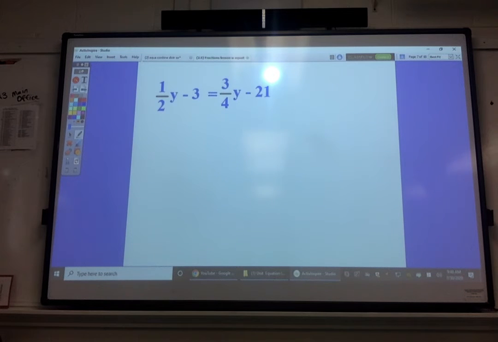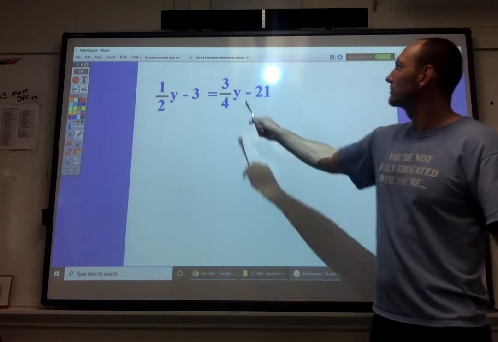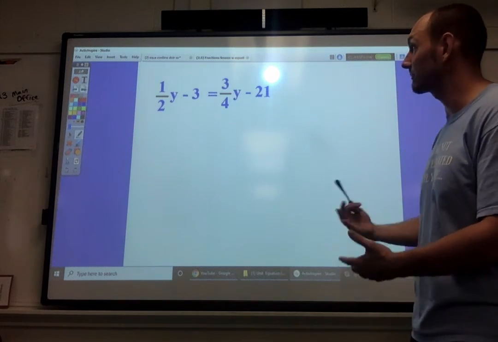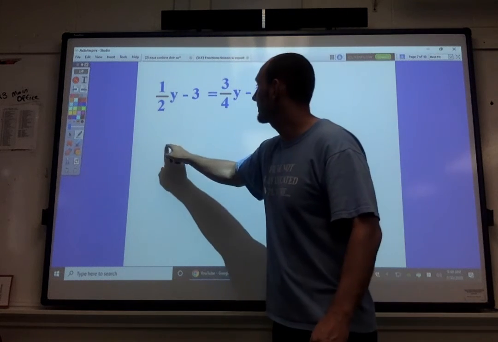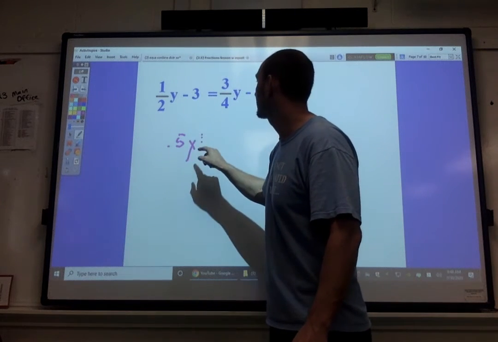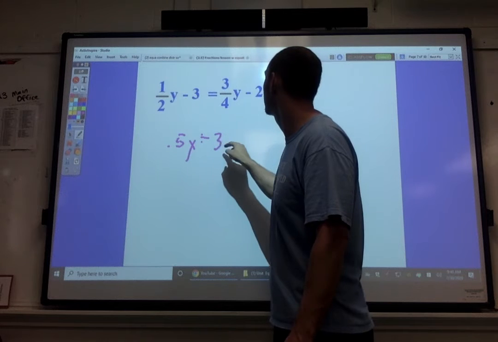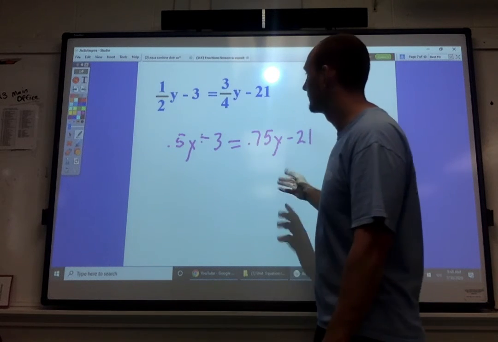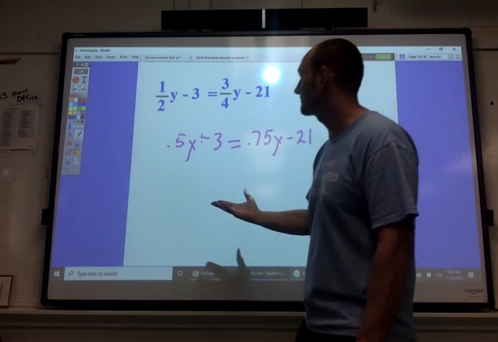Oh boy, yeah. This one we got some strategies. So these 2 fractions can actually become decimals. Hey, some people like decimals. They're not repeating. So you can right off the bat call that 0.5 or 5/10 y minus 3 equals 0.75y minus 21. If you like it that way, work it out.